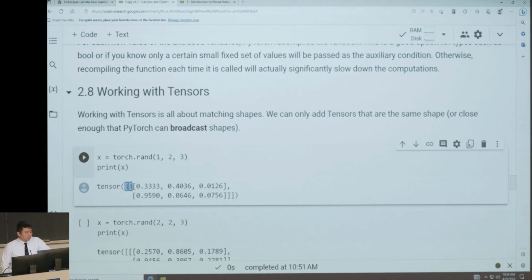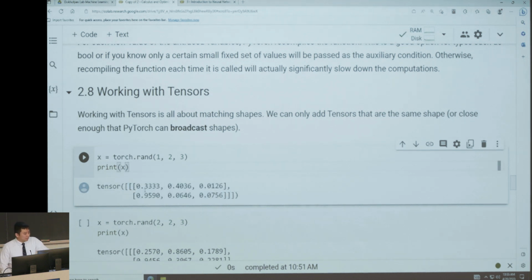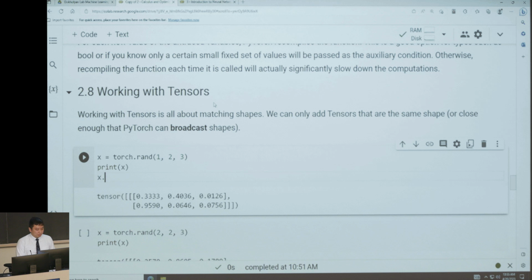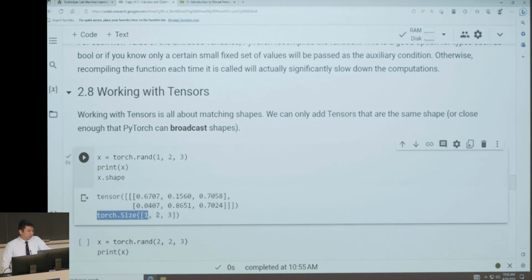So you can see this is a list of lists of lists. So there's 2 nestings of lists. And just like matrices, you have to make sure that each of these lists is the same length. Each of these lists of lists is the same length, and all the way up. So you can see here, I've printed 1, 2, 3 as the shape. You can also access that by writing x.shape, which gives you this size, 1, 2, 3.